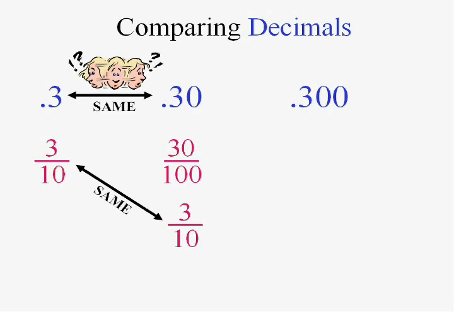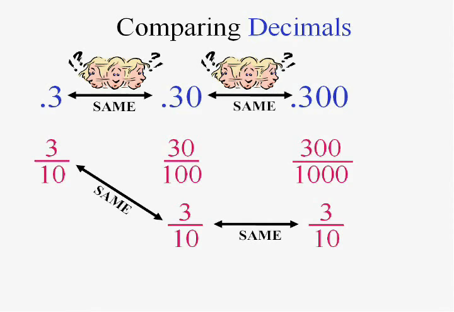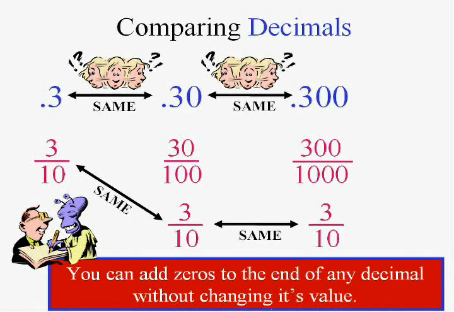Think about that. Let's look at these two. If I wanted to compare them, I could write that as 300 1,000ths. But if I reduced it, I would get 3 tenths. So they're the same as well. What I'm trying to show you here is that you can add or take away zeros at the end of a decimal without changing its value. At the end only.